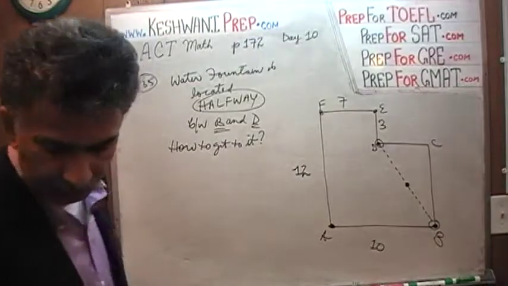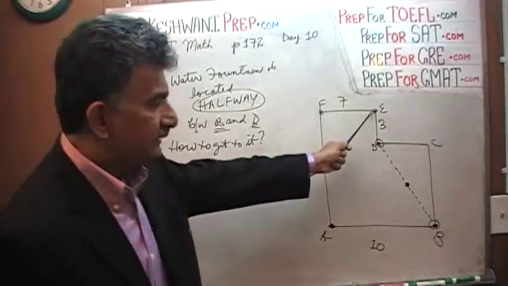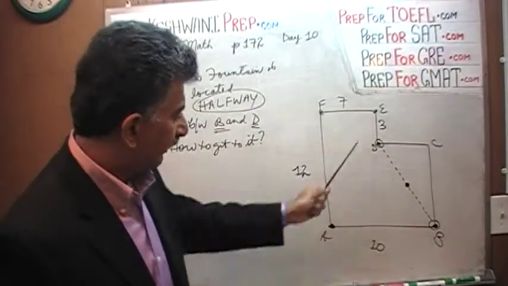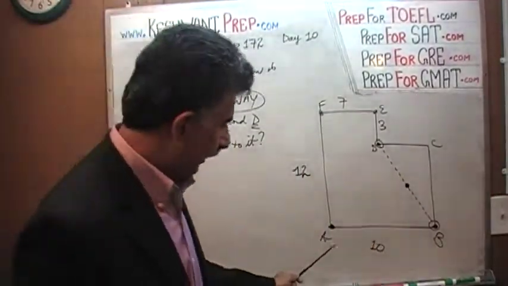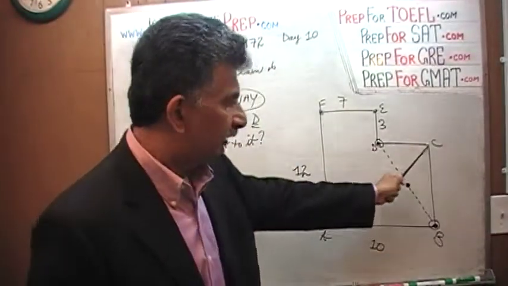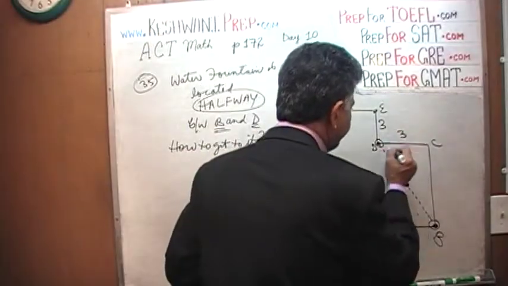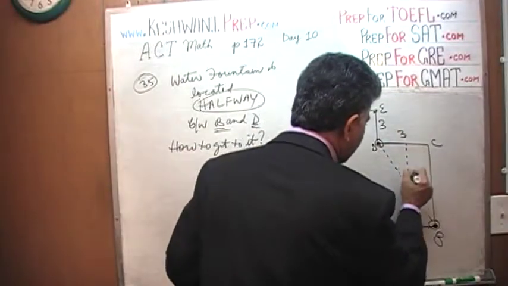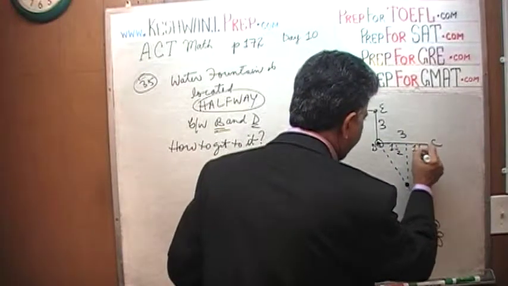Now listen. This is where we're going to start our solution here. F to E is 7. If F to E is 7 and A to B is 10, I'm not going to write everything down, just listen to me. A to B is 10 and F to E is 7, which means D to C must be 10 minus 7, which is 3. Which means the halfway mark is going to be 1.5.